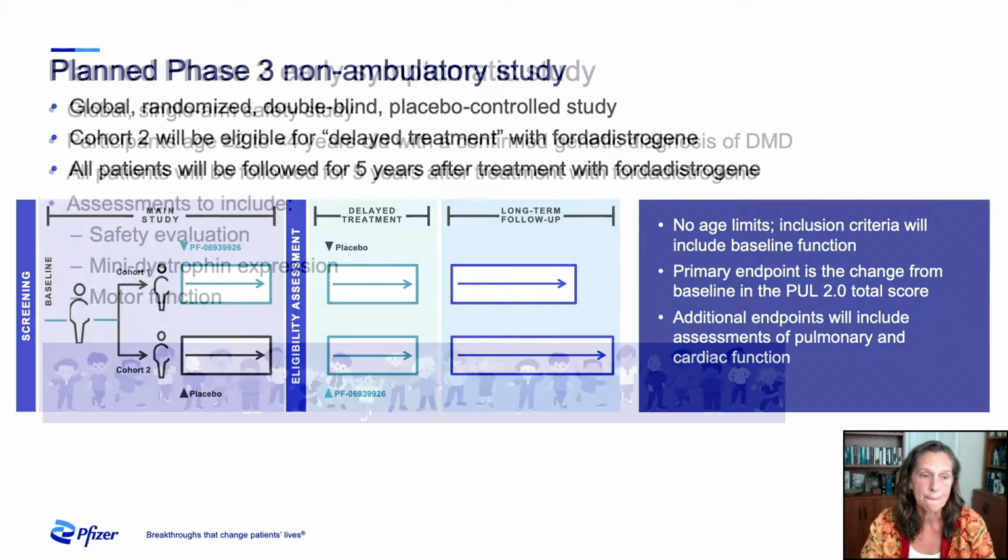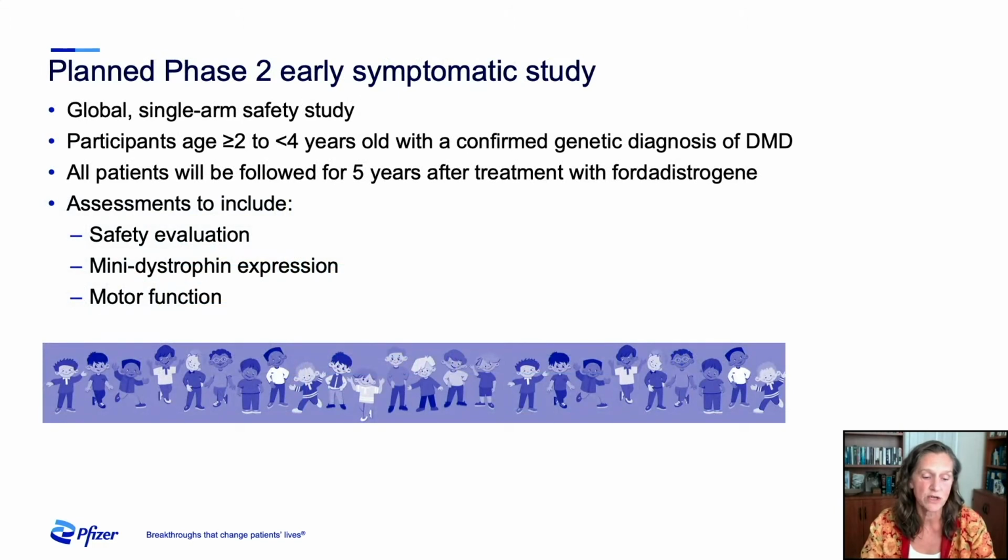Next slide. And I also wanted to tell you about our phase 2 study in children between the ages of 2 and 4 with Duchenne. So this will also be a global study and include sites within the US. It will be a single arm study, meaning no placebo arm, and it will be primarily focused on safety. We will also evaluate, of course, efficacy in this age group, but endpoints for younger children are not established or validated, so we call them exploratory.